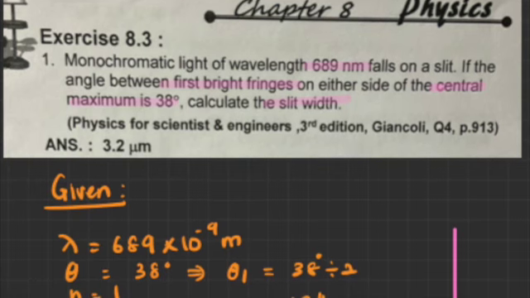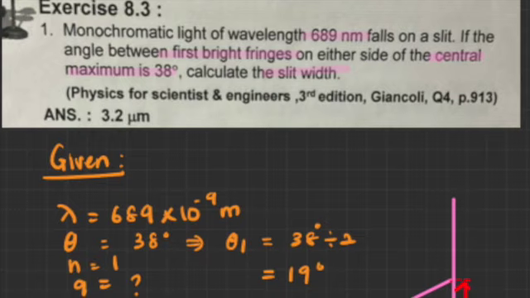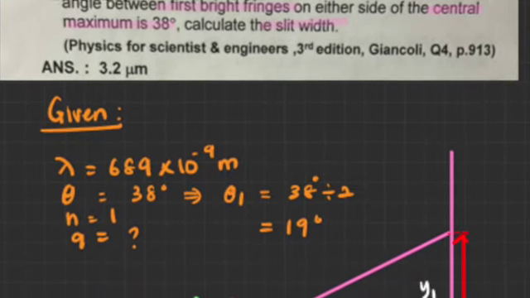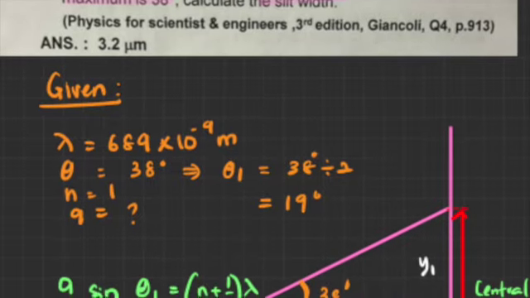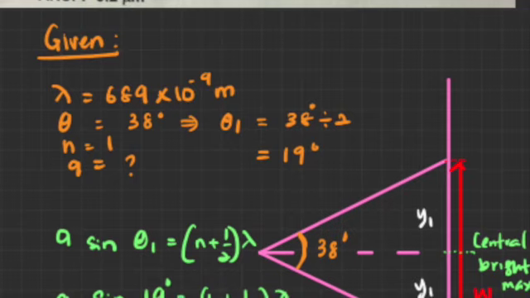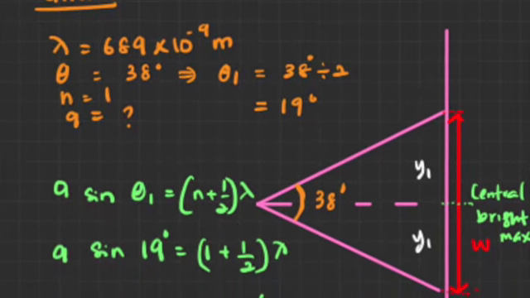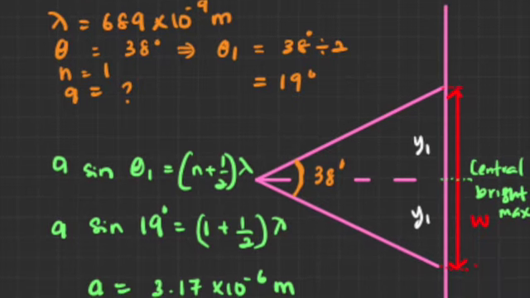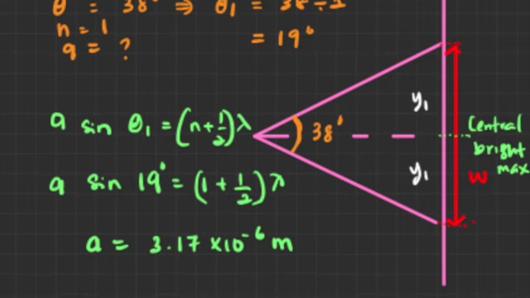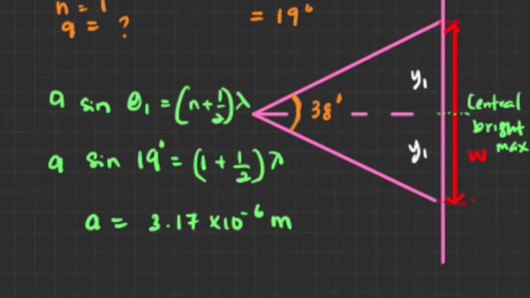Okay, how to calculate this question? As you can see, the angle between either side of the central bright maximum is 38 degrees. That means theta 1 is equal to 38 divided by 2, which is 19 degrees. And the question mentions first bright fringe, which means that n equals 1. For bright fringe we use the equation a sin theta 1 equals (n plus half) lambda, and we calculate, we get a equals 3.17 micrometer.